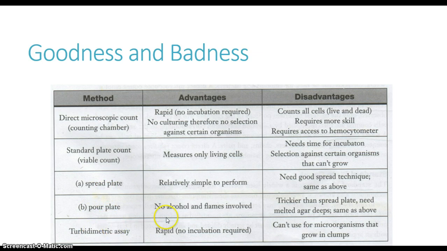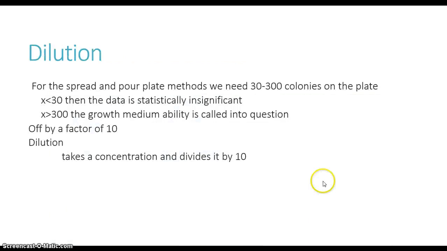Turbidimetric assay is very quick. There's no incubation needed. You can just plop it in there and go. But you can't use it for organisms that grow in clumps because it doesn't make the suspension turbid enough.